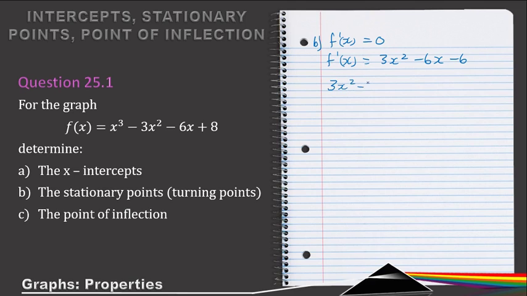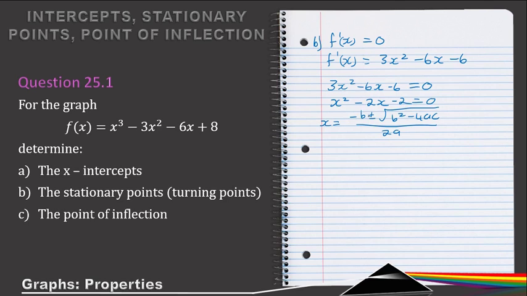So 3x squared minus 6x minus 6 equals to 0. And we solve for x. So let's simplify this by dividing every term with 3. So we've got x squared minus 2x minus 2 equals to 0. Now this can't factorize, so I'm going to substitute it into the quadratic formula. So x is equal to minus b plus or minus the square root of b squared minus 4ac, over 2a.